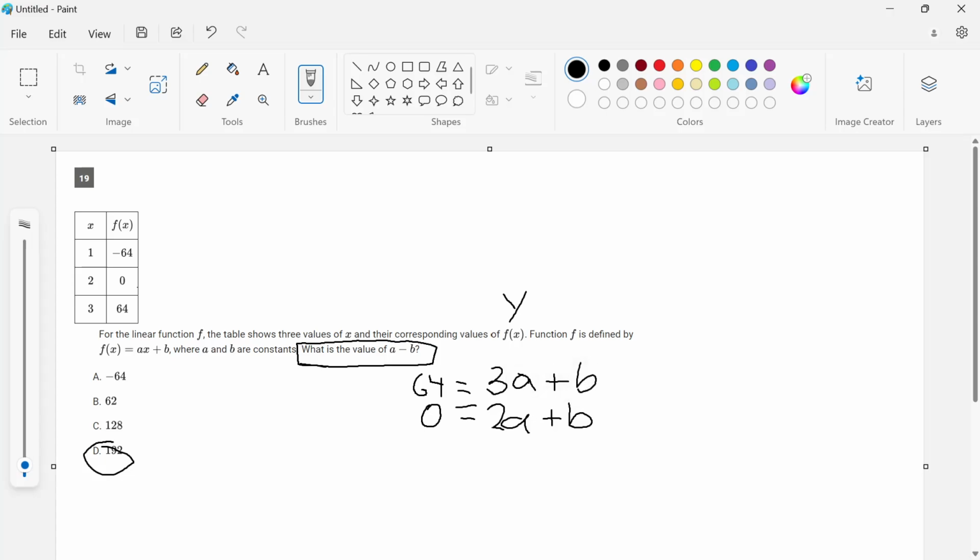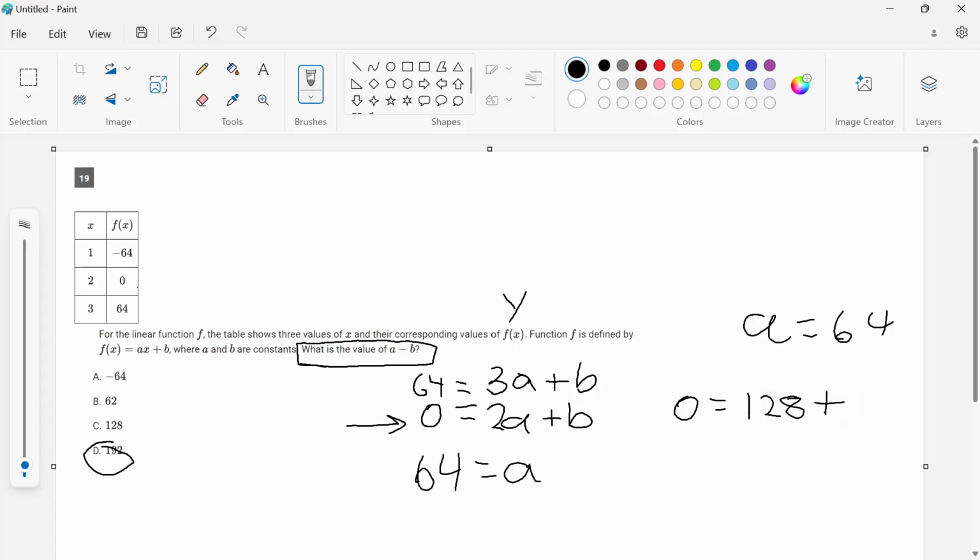And I'll subtract the second equation from the first. I'll subtract this one from the top one. 64 minus 0 is 64. 3a minus 2a is a. b minus b is 0. A is 64. And then I can plug back into this equation. 0 equals 2 times 64, which is 128, plus b. I'll subtract 128 from both sides. And then b is negative 128.